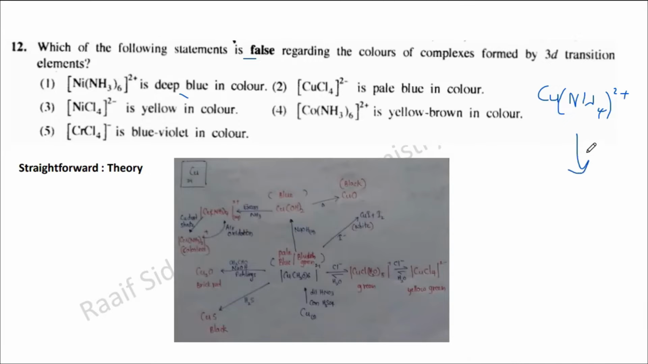You can either add H+ and H2S, in which only copper will give copper sulfide and nickel will not. But if you use OH- and H2S, that means in the basic medium, copper sulfide also will be precipitated, and nickel sulfide also will be precipitated.